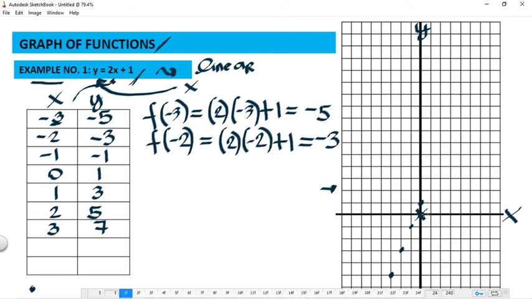If x is positive 1, y is positive 3. x is 2, y is 5. And finally, x is 3, y is 7. Then let's try to connect the dots.